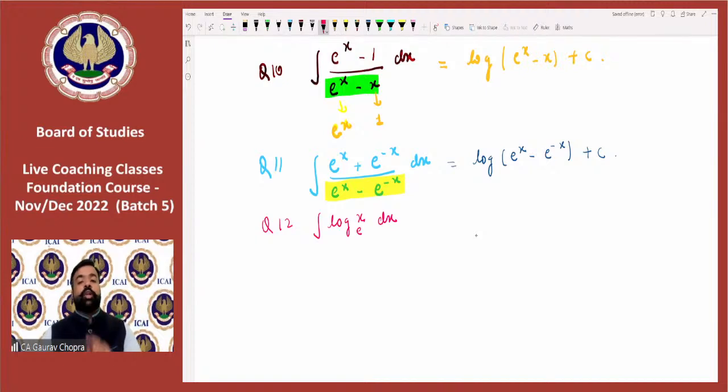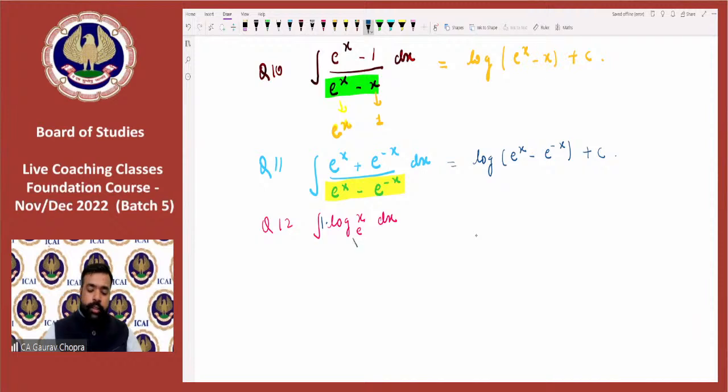But what is the integration of log x? Here we know that there is no particular formula for log of x. So when there is no formula for log of x, one thing can be done. We can apply the formula of UV rule. That is, when two functions are getting multiplied, then we can use the UV rule. Only one function is given in the question, so we will assume one as another function. So 1 multiplied by log of x.